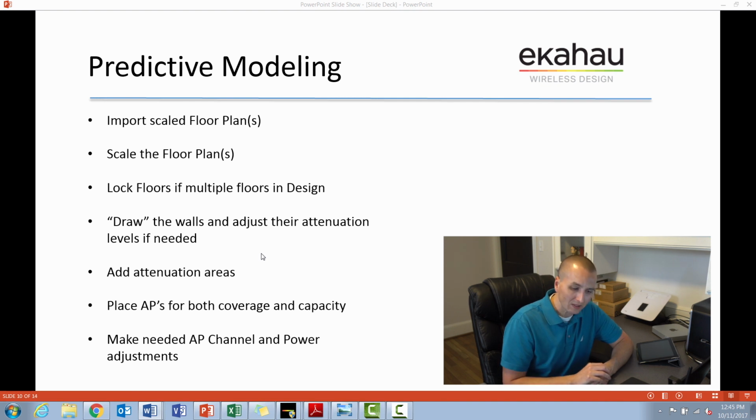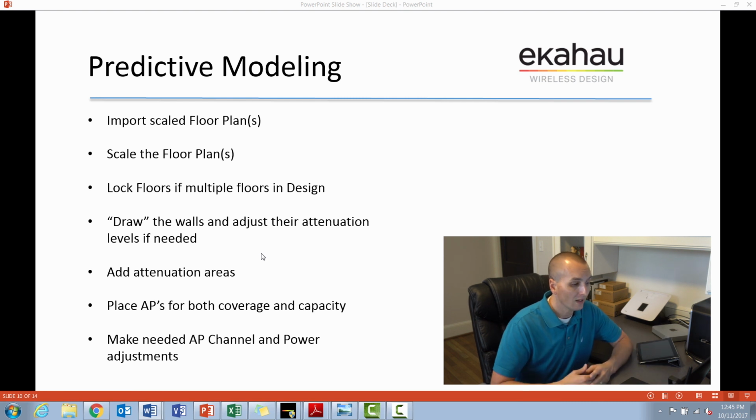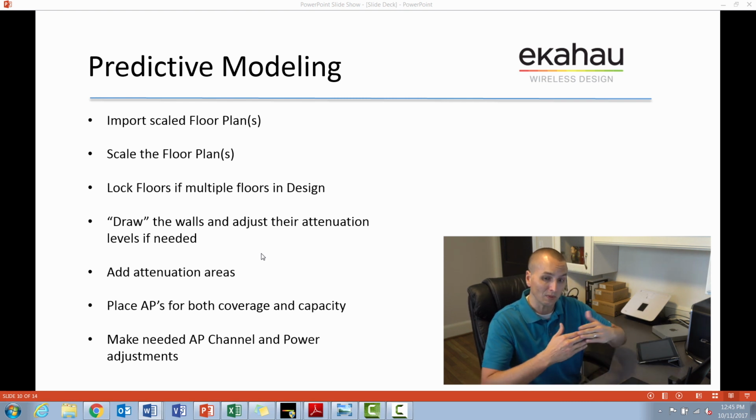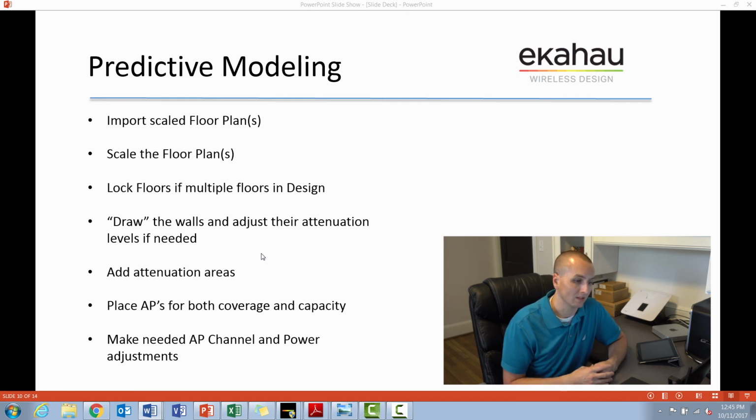If your customer happens to have multiple floors, a 3D type design, obviously we want to lock those floors. We want to create alignment points to line those floors up, however many it may be, so that we can see the signal bleed between the different floors, so we can make sure our co-channel and adjacent channel interferences are being accounted for.